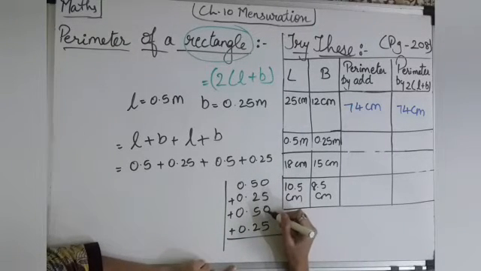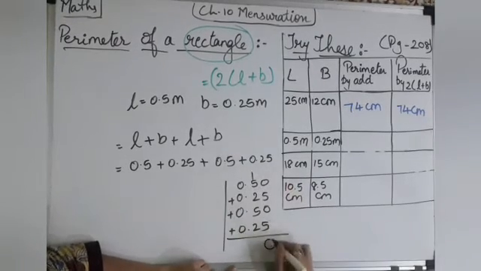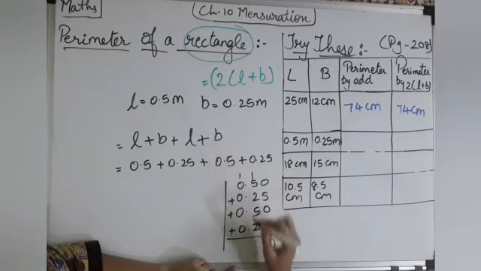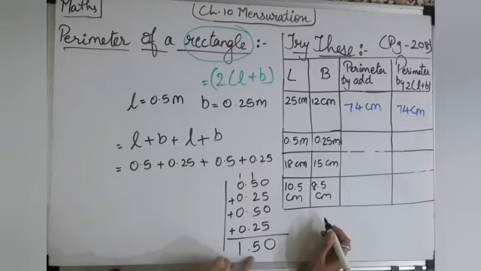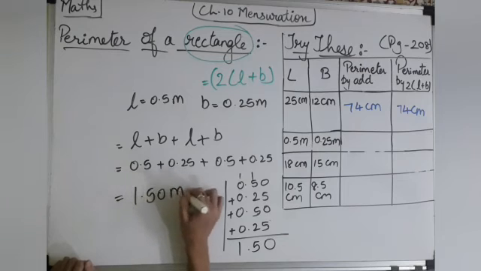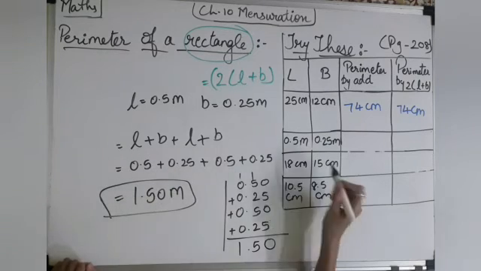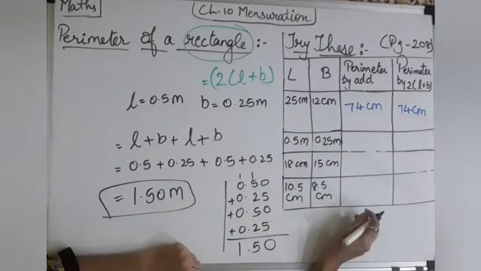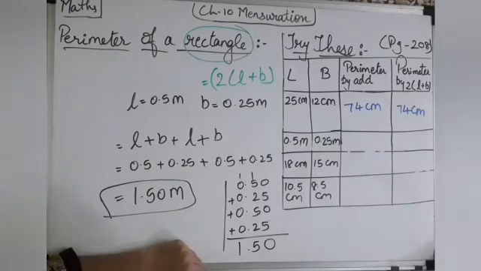So 5 plus 0 is 5, 5 plus 0 is 5 and 5 plus 5 is 10. 2 plus 5 is 7, 7 plus 2 is 9, 9 plus 5 is 14, 14 plus 1 is 15 and 1. So we got 1.50. What did we get as the answer? 1.50 meters. Why have I written meters here? Because the length and breadth both are given in meters. That's why.